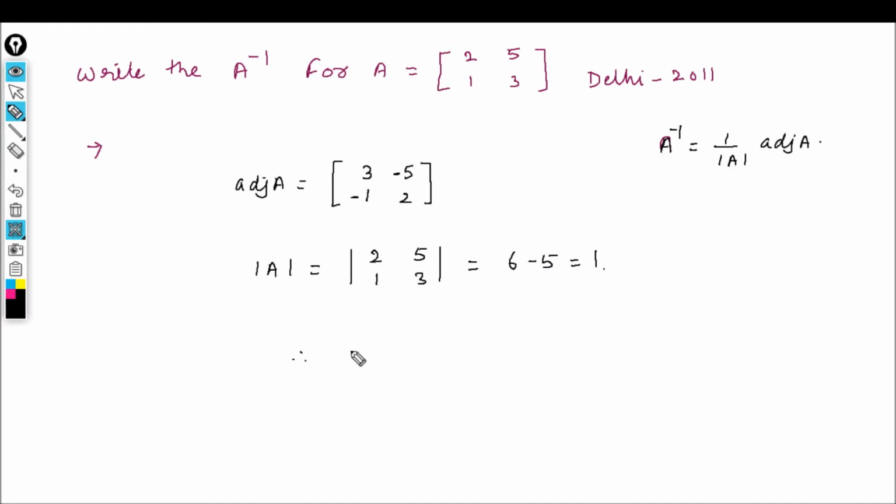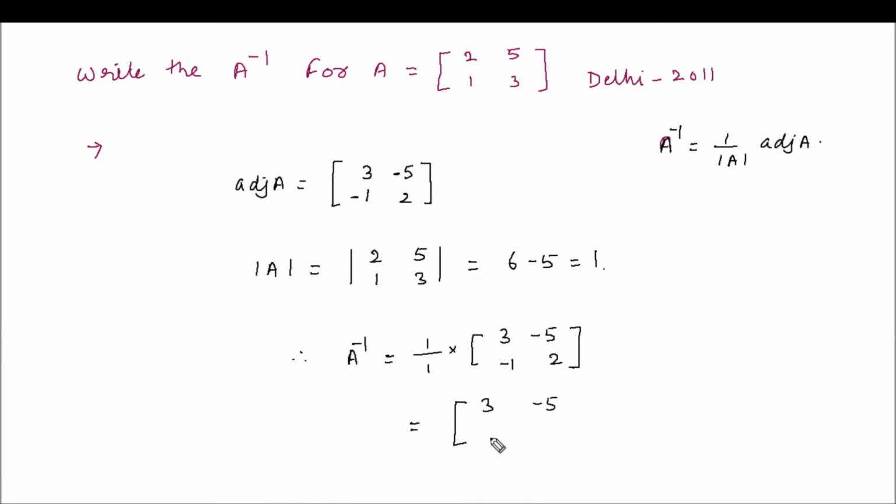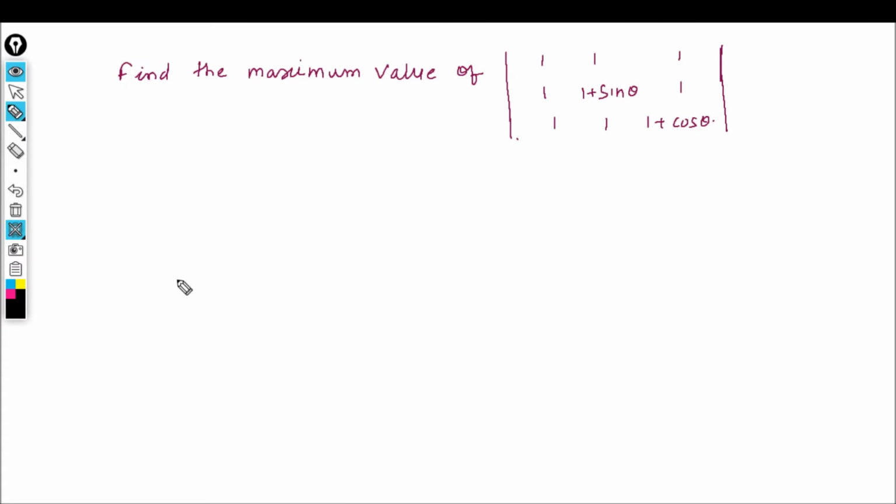So therefore, inverse of A is equal to 1 upon determinant of A, which is 1, into adjoint of A, this is matrix here, 3 minus 5 minus 1 2. So this is equal to 3 minus 5 minus 1 2. So let us see one of the important questions, bacho.